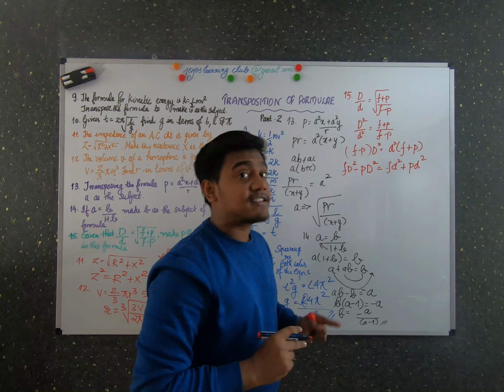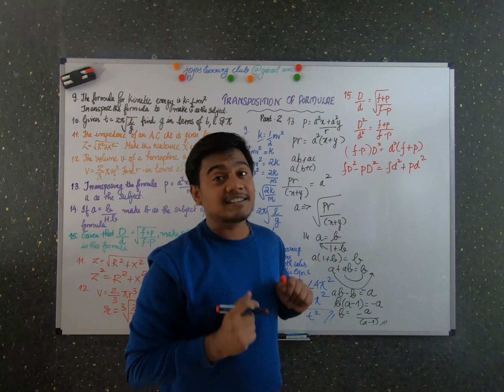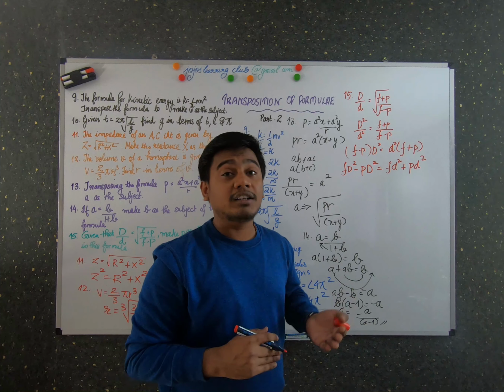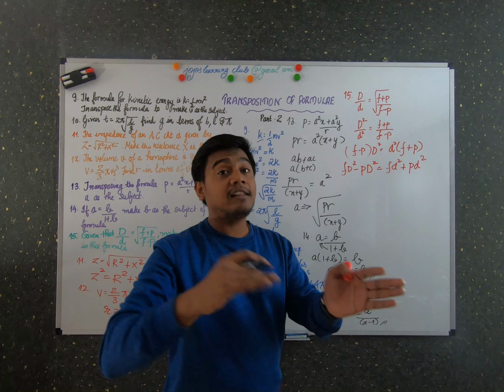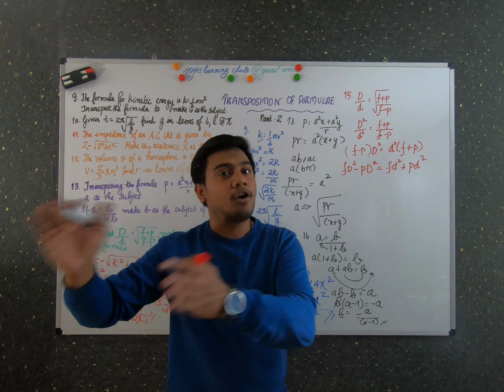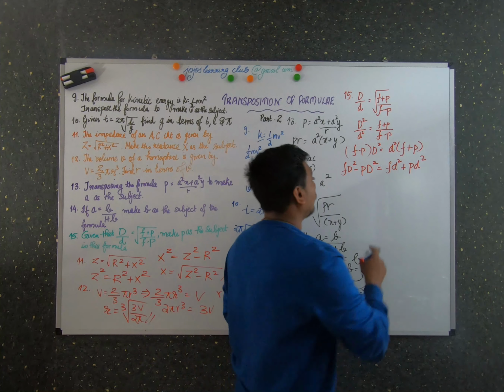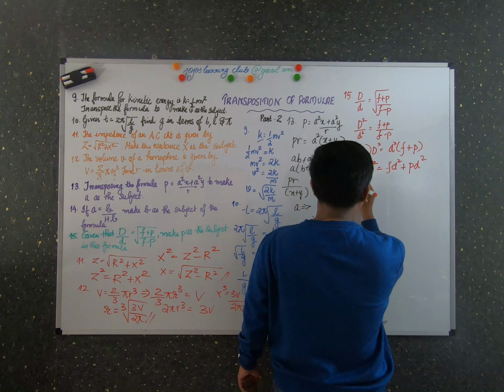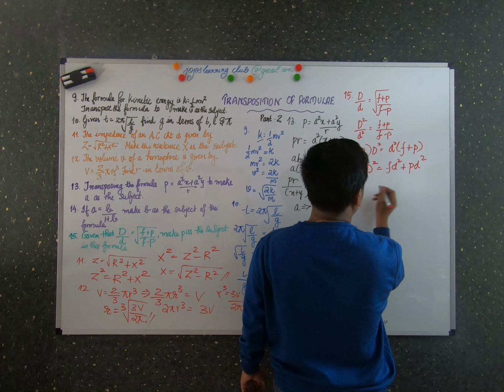And now what is the next step? We want P as the subject. So what you have to do? You have to try to group together all the terms with P on one side and the variables without P on the other side of the equation, which makes your equation easy to solve. Minus PD square, and what is the next term?